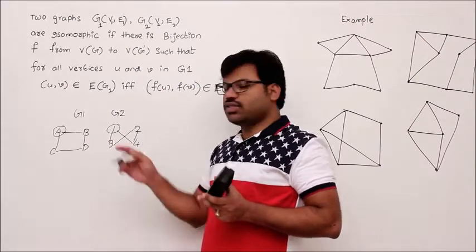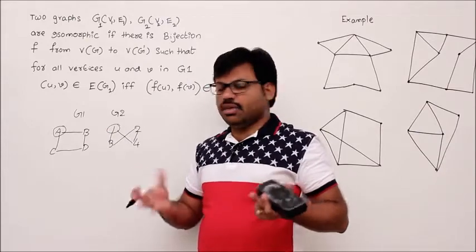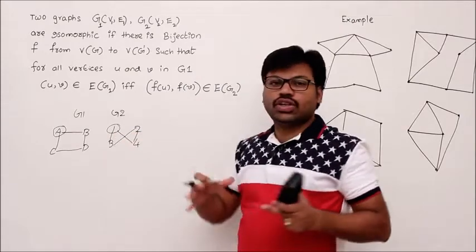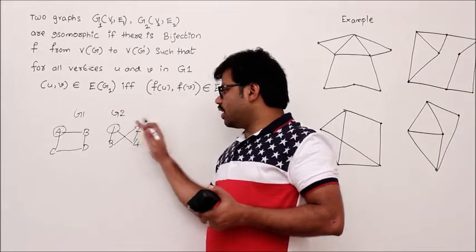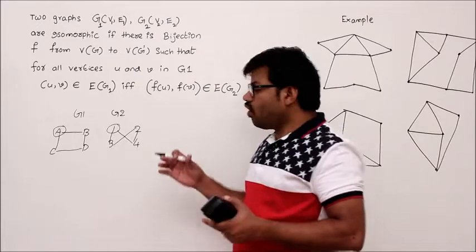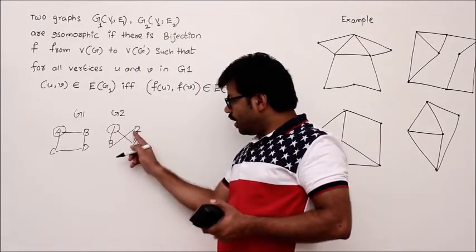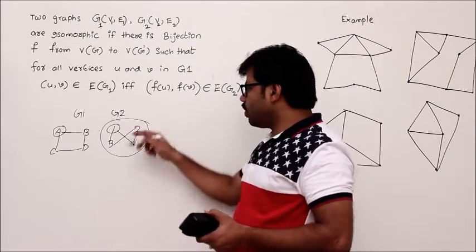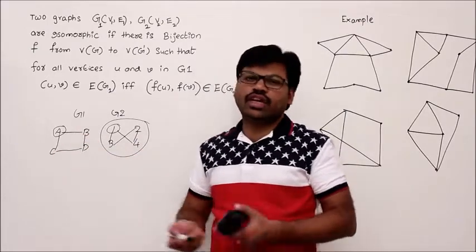To say two graphs are isomorphic, the adjacency between these two should be the same. Whatever adjacency this graph has, the other graph should also have the same adjacency. Adjacency means the connections: whatever connections this graph has, the same connections this graph should have. So informally I can say, if you redraw this graph by adjusting the edges without losing the relationships, and you get this kind of structure, then we say two graphs are isomorphic.